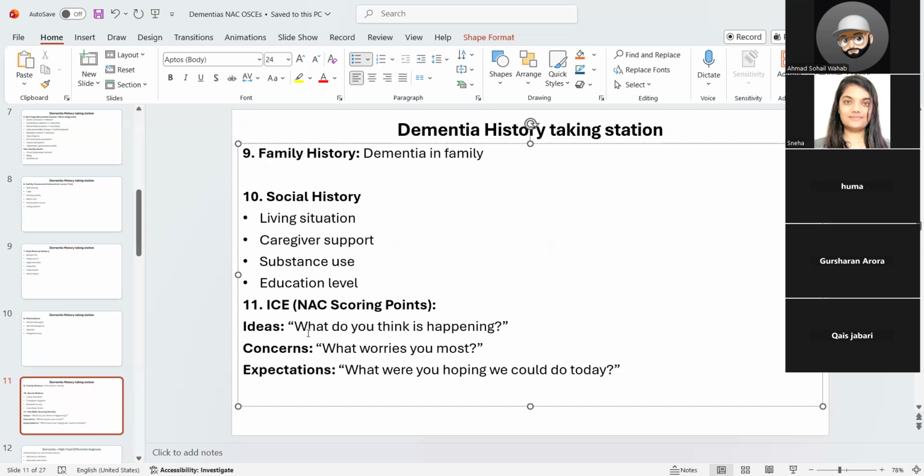Now, remember for the OSCE, these are some scoring points. Once you are done with the history for dementia or any other station, ask the patient what their perception is or what they think is going on. What do you think is happening? The patient may say, I think I'm developing dementia, or I think I may be depressed. This will help narrow down what's causing the patient's symptoms.